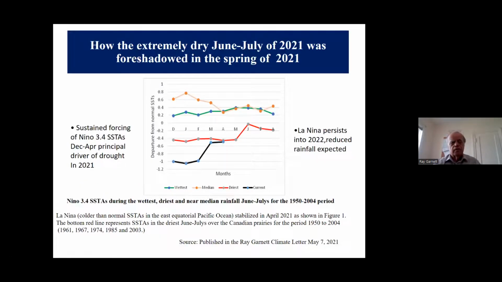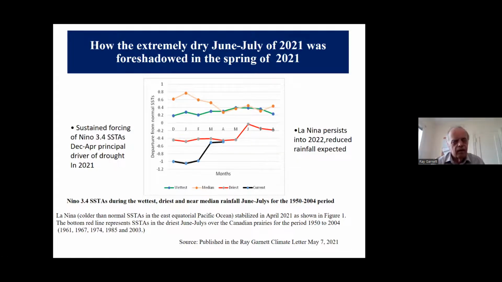Now, this is actually what was used to foreshadow that extremely dry June and July. This is a composite. We did this in 2006. These are your wet years. These are your intermediate June-Julys as far as precipitation is concerned over the years, and that's for the period 1940 to 2004 that this is based on. These are the driest years right in through here, and they were identified as 61, 67, 74, 85, and 2003.